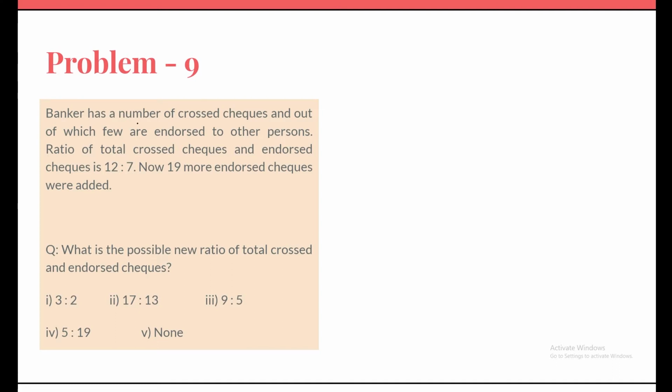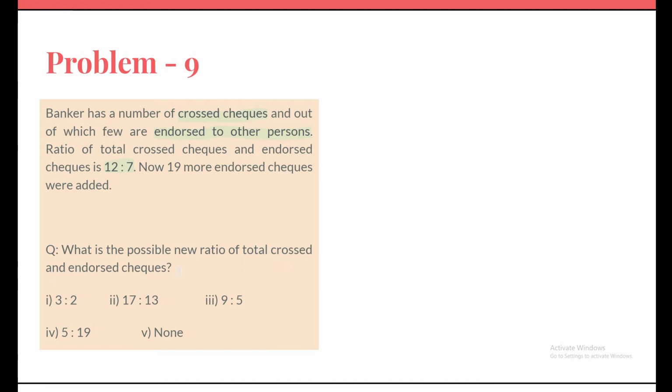A banker has a number of crossed checks, out of which a few are endorsed to another person. So that means the banker has a number of cross checks, meaning the checks are crossed. Now the ratio of total cross checks and the endorsed checks is 12:7, meaning out of 12 checks, 7 checks are endorsed. Now 19 more endorsed checks were added. The question is, what is the possible new ratio of total cross checks and the endorsed checks?